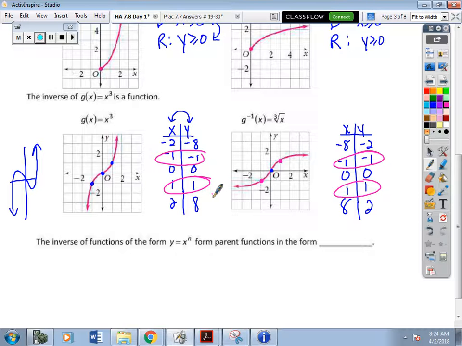Now let's talk about the domain and range for these. What would the domain of this original cubic function be? Sam? All real numbers. Goes left forever and right forever, and then range would be? Bobby? All real numbers too, because it goes up and down forever. So the domain and range of this one would be the same.